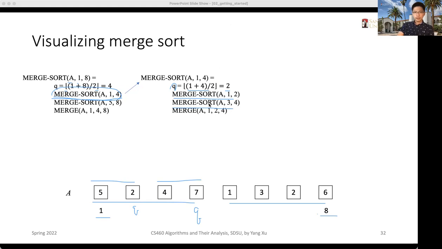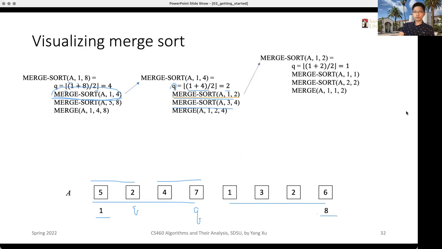Okay, so we have another layer of subcalls of merge sort. We can keep diving into, for example, this subcall, a merge sort on the first element to the second element. We need to compute another midpoint, which is Q equals 1. Q equals 1 means that our next merge sort calls would be on A1 to 1, and the second on A2 to 2, because Q is 1 here. A merge sort on one element basically does nothing, because our code tells us that if the two indices are the same, it will do nothing.